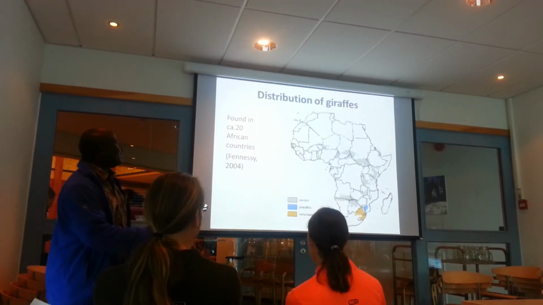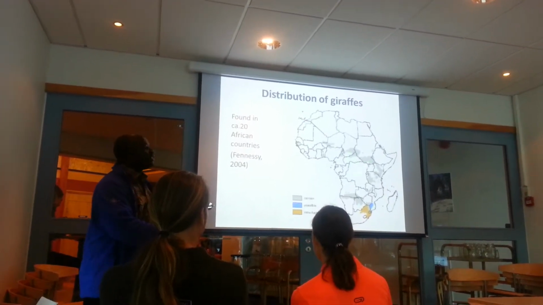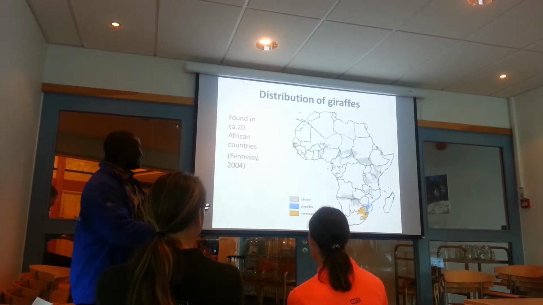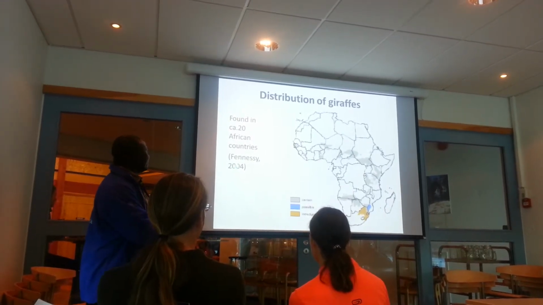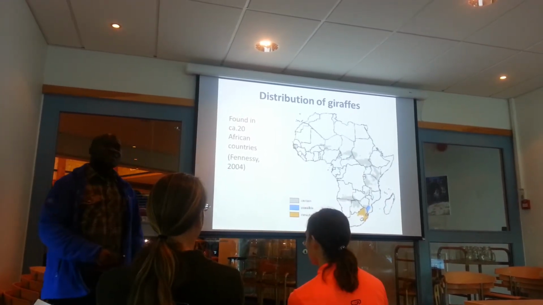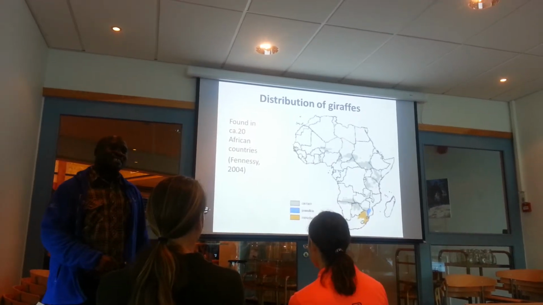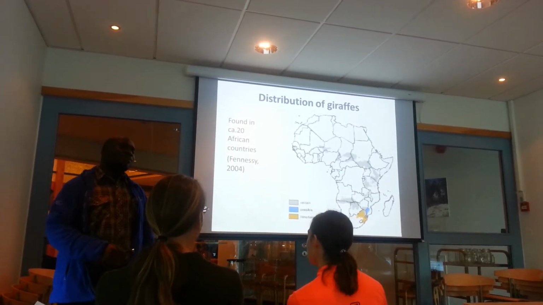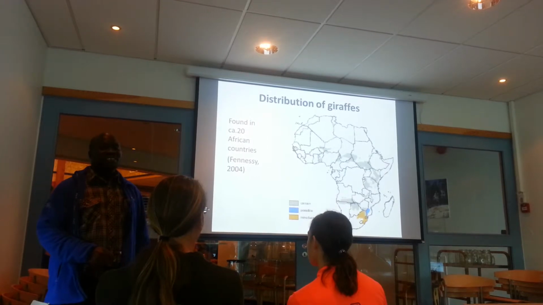Okay. And this kind of distribution map, I took it from this guy, Fennessy, in 2004. He's in Botswana working on giraffe genetics. And he's the one who came out with these 9 subspecies.